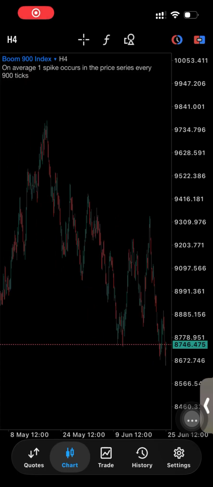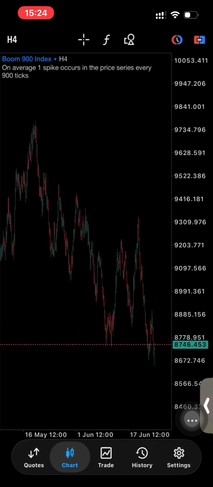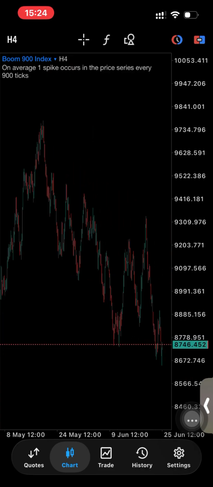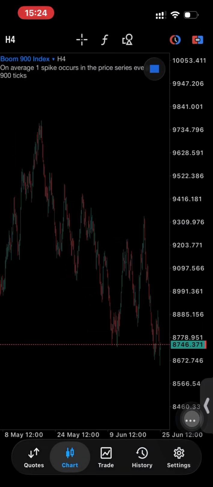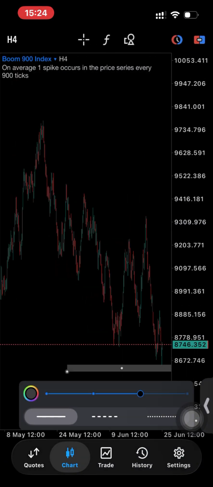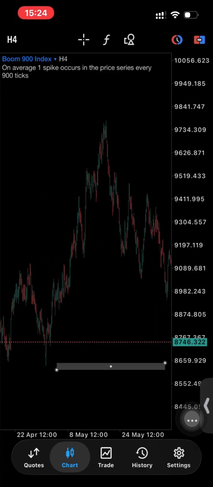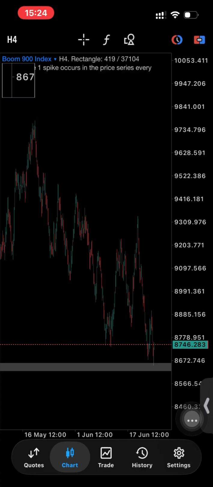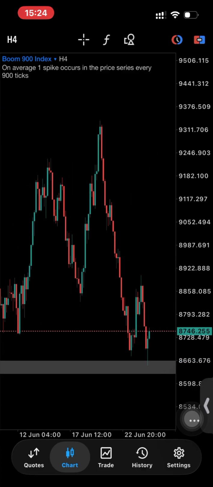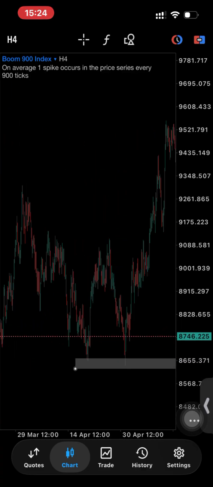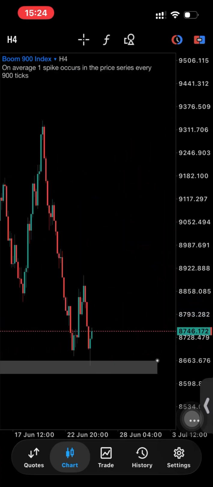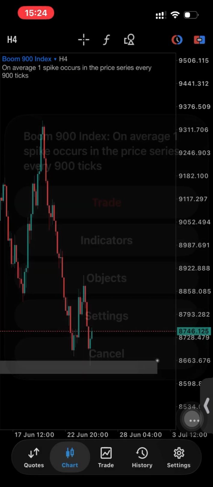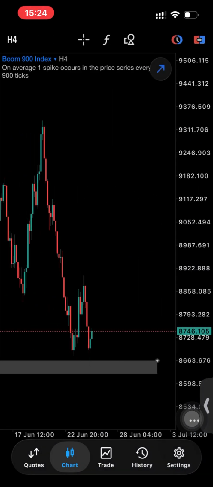Right here I'm on Boom 900 Index, and it's at its lowest at this moment. Let's have a look here. I'm on the H4, which gives me a clear picture of the overall market. Previously we've had that support there. The market has failed to break below multiple times. So at this point, history is repeating itself, and I'm just going to make use of that.